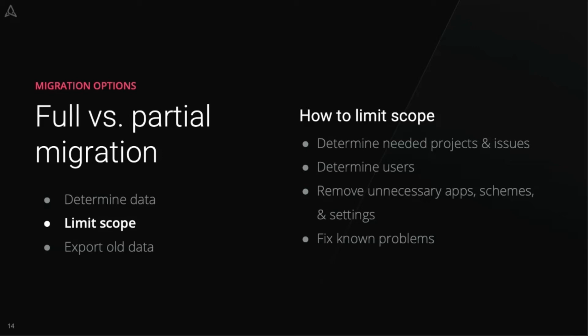You can also exclude issues that are not likely to be addressed. Take a look at the user base to see if scope can be limited there. For example, you probably don't need to migrate data from users who left the company years ago. You can also remove unused apps, schemes, or settings, or ask users to remove any old filters, filter subscriptions, boards, and dashboards. And then you'll want to fix any known problems like broken configurations, webhooks, and other settings before you migrate. You want to get the source application into the cleanest state possible before migrating, and that will make everything easier.